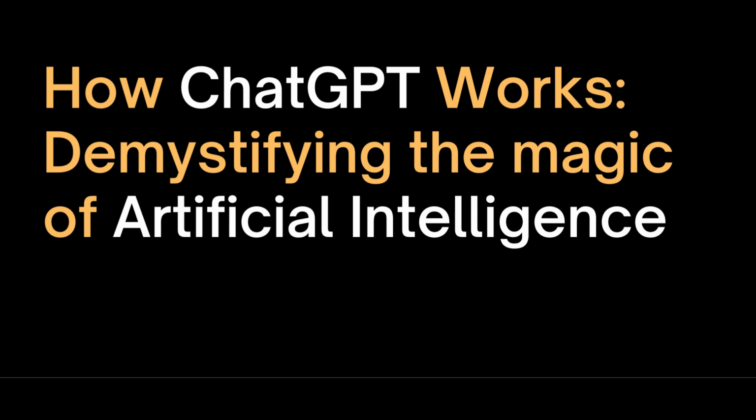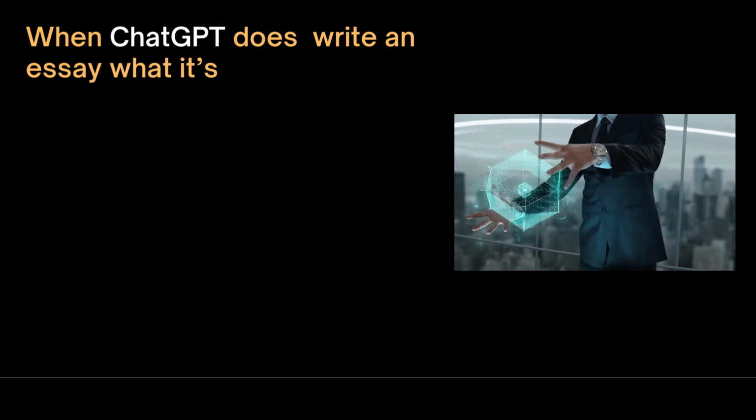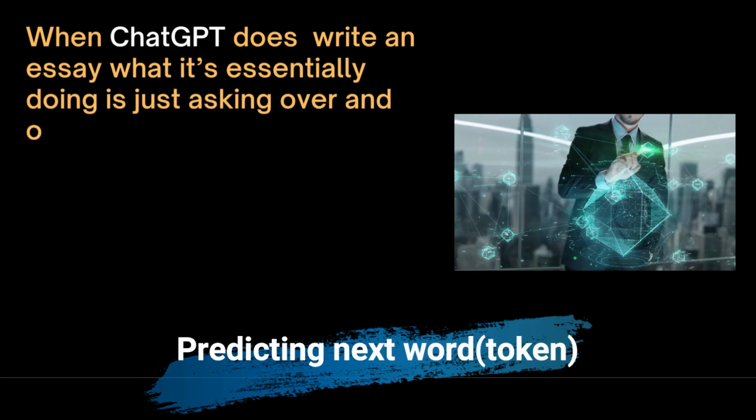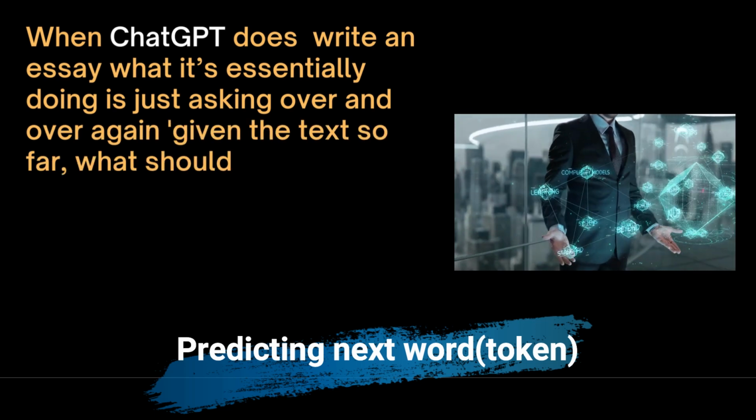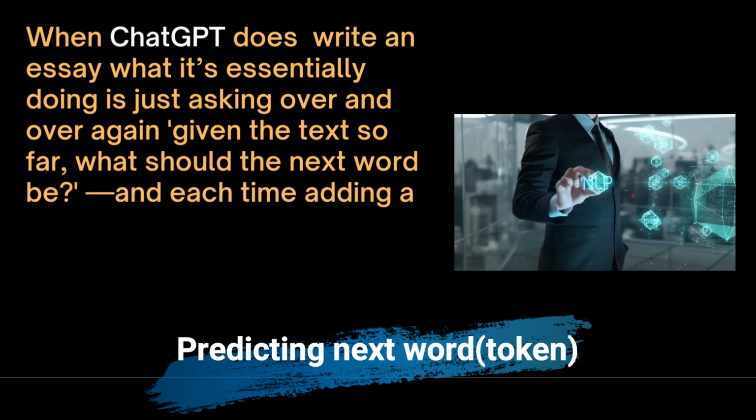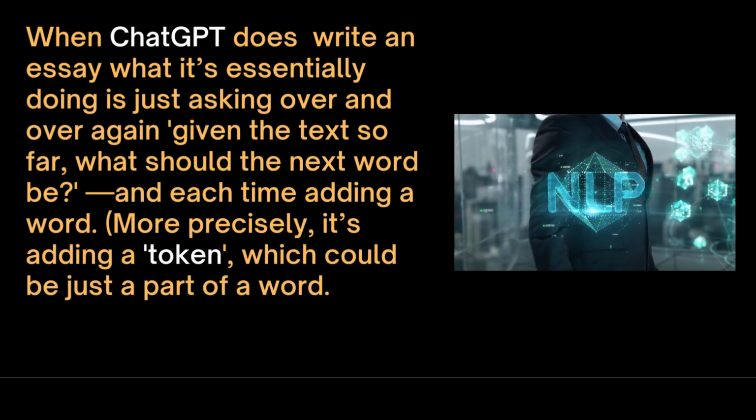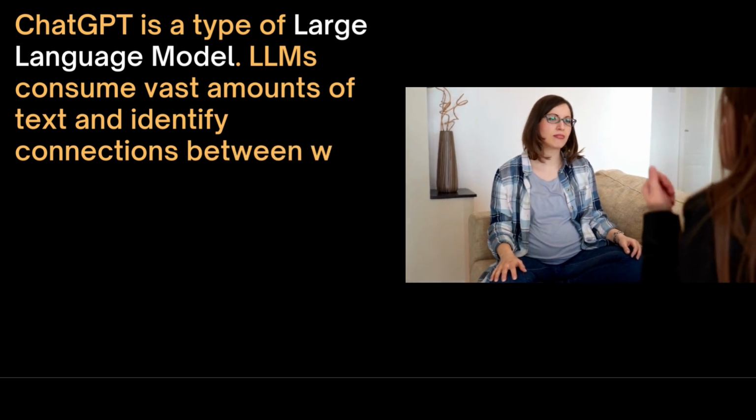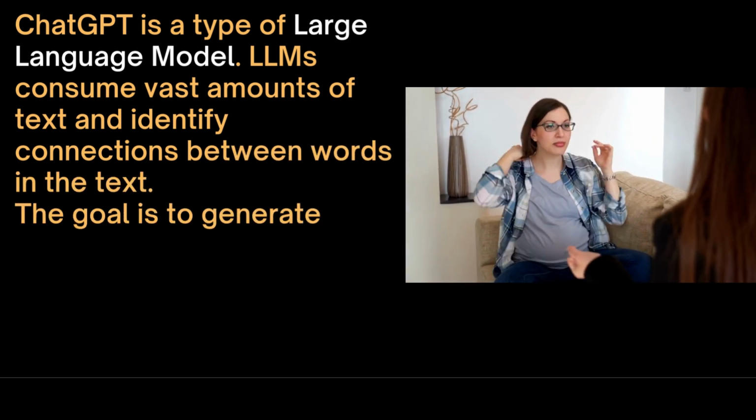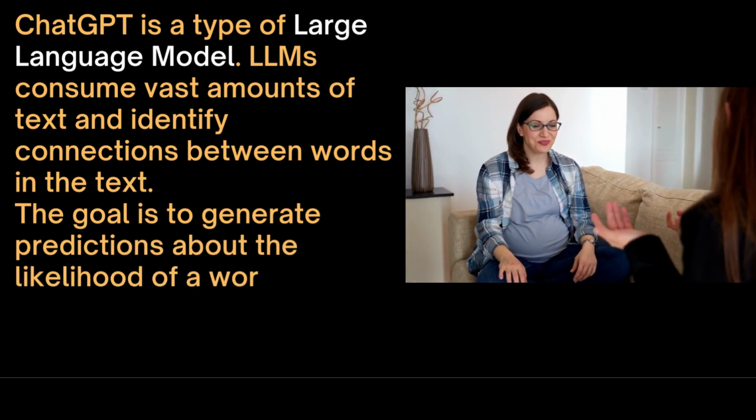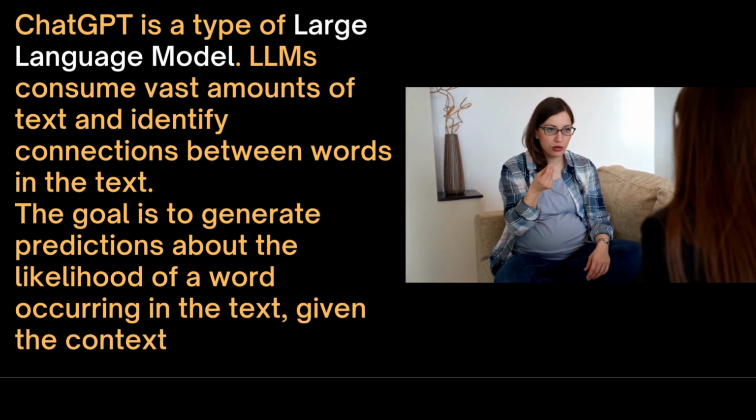Apart from being trained on massive data sets, ChatGPT also works on the principle of reinforcement learning from human feedback. When ChatGPT does write an essay, what it is essentially doing is just asking over and over again, given the text so far, what should the next word be? And each time adding a word. More precisely, it is adding a token, which could be just a part of a word. So ChatGPT is a type of large language model. LLMs consume vast amounts of text and identify connections between words in the text. The goal is to generate predictions about the likelihood of a word occurring in the text given the context of the surrounding words.